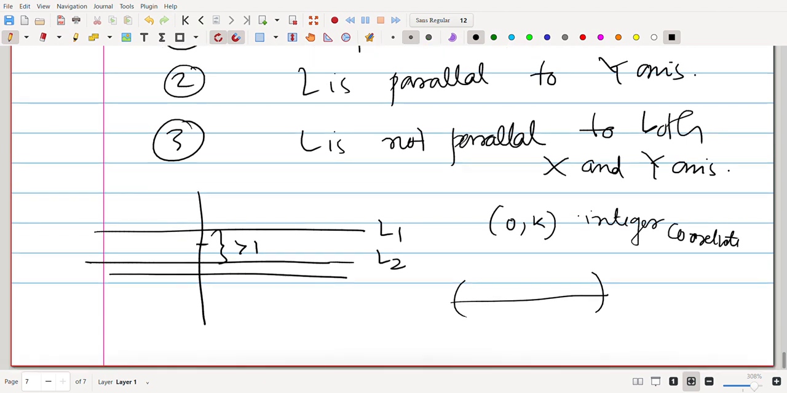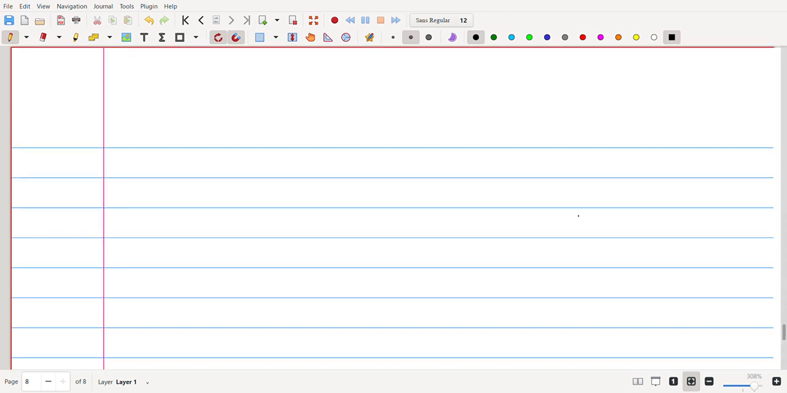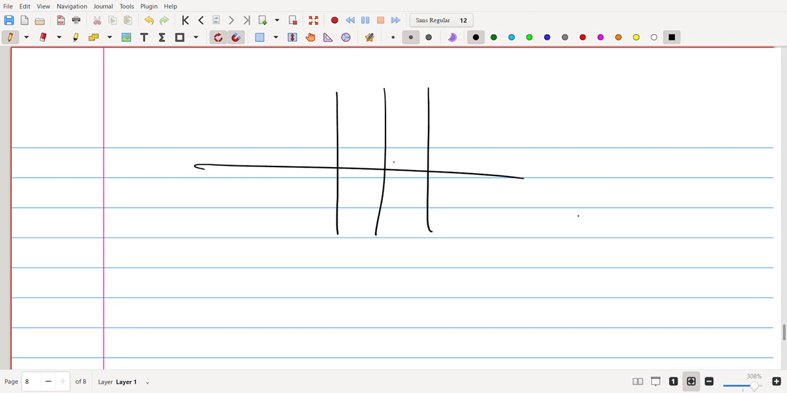If L is parallel to the y-axis, then the same thing happens. You can take any interval on the x-axis of length greater than 1, and you will always find an integer coordinate. Then k comma 0 is the integer point contained in the interior of this strip.